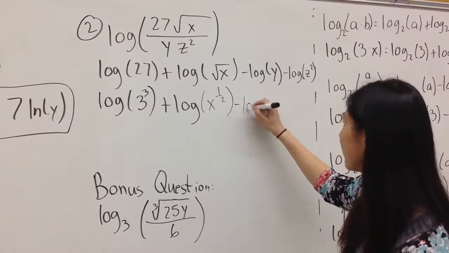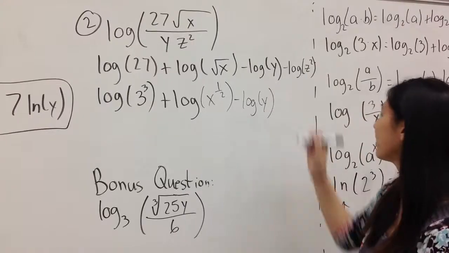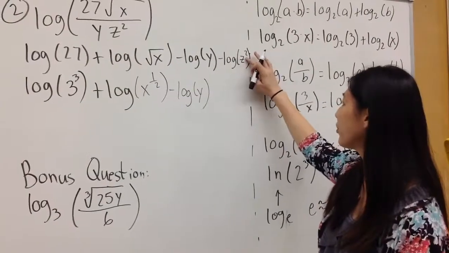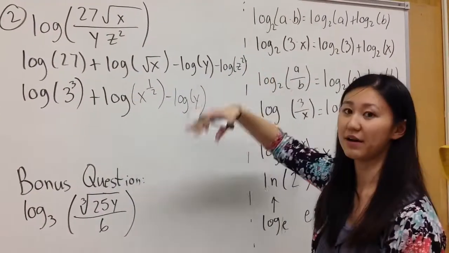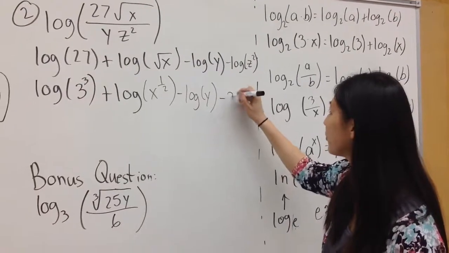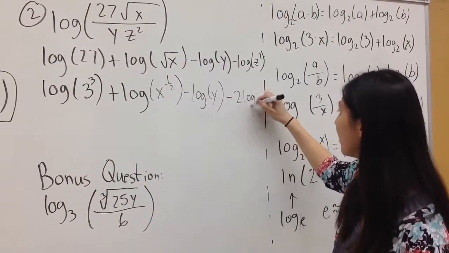This is still minus log of y. I can't do anything there. And then here the 2, we're using that 3rd rule, comes out in front and multiplies. So 2 log of z.